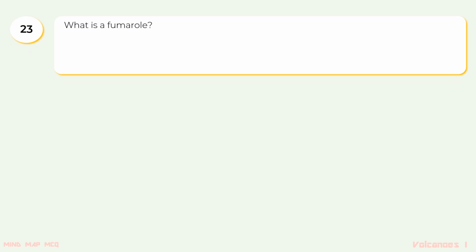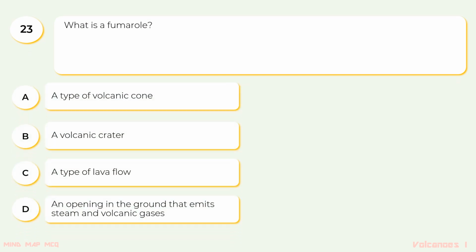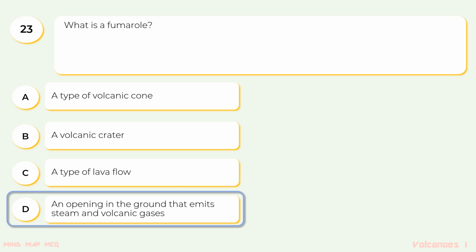23. What is a fumarole? The options are A. a type of volcanic cone, B. a volcanic crater, C. a type of lava flow, D. an opening in the ground that emits steam and volcanic gases. The correct option is D. an opening in the ground that emits steam and volcanic gases.